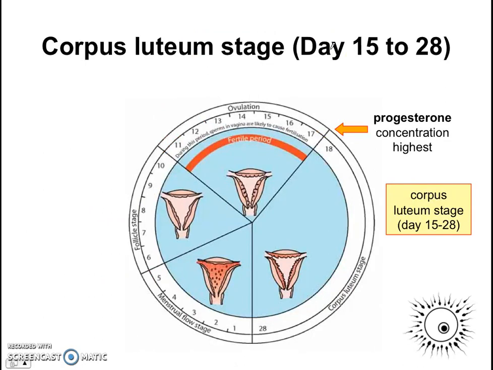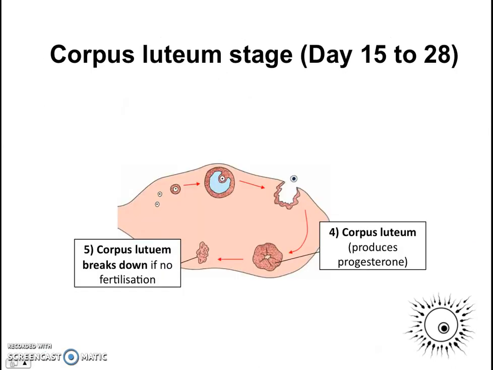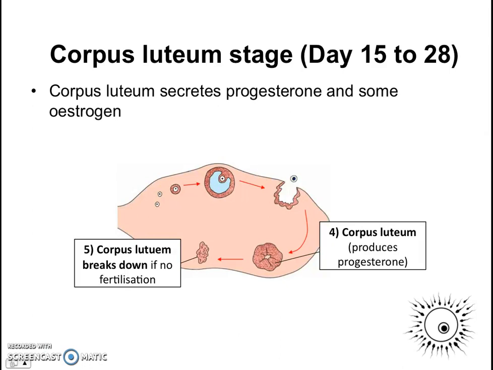Alright, finally, after ovulation, we have the corpus luteum stage from day 15 to 28. So what happens in our ovaries during the corpus luteum stage? Well, the corpus luteum secretes progesterone and some estrogen as well. So the levels of progesterone and estrogen remain relatively high, and the corpus luteum will keep secreting these hormones until it eventually breaks down if there is no fertilization or pregnancy.